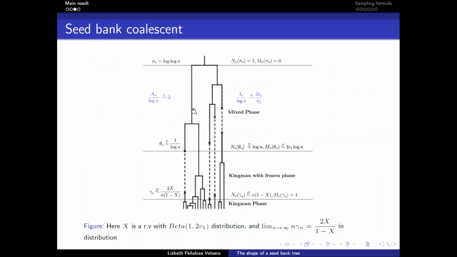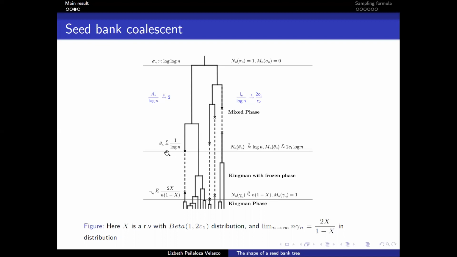Here we have a picture of the seed bank coalescent tree, where we divide it into 3 parts. The first part is before one plant becomes a seed. So before this time that we call gamma n, we only have coalescence. That is the reason that we call this the Kingman phase. And we found that n times gamma n converges in distribution to 2 times x over 1 minus x, where x is a random variable with beta distribution and parameters 1 and 2 times C1.